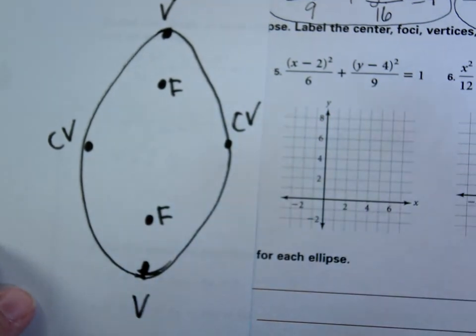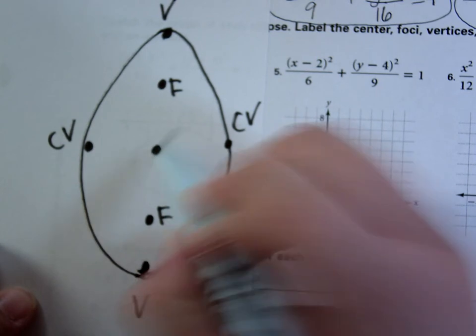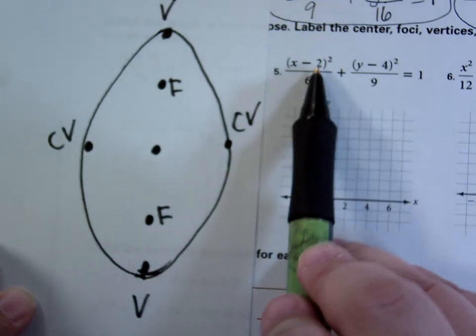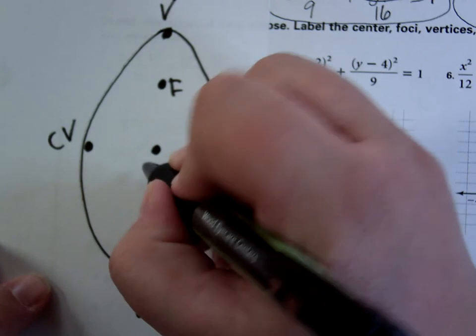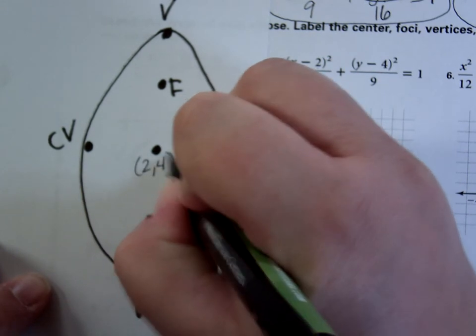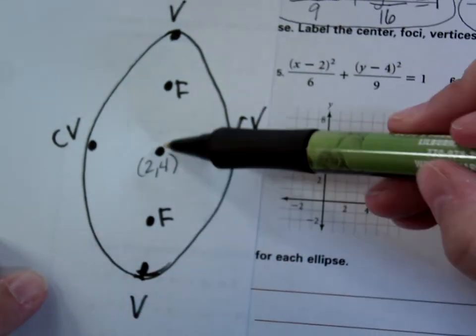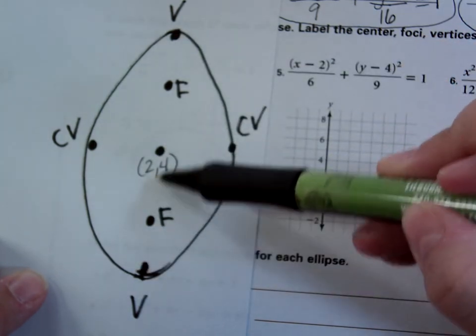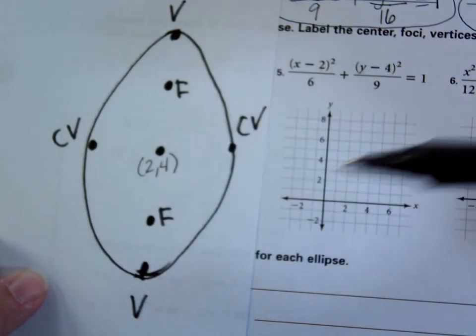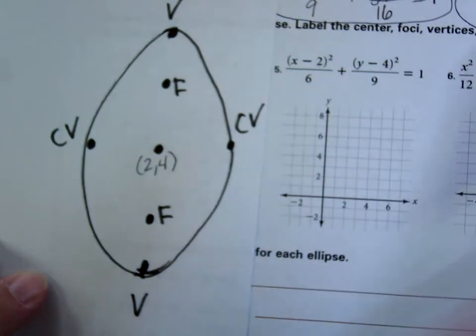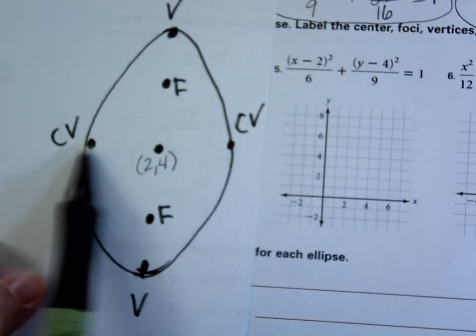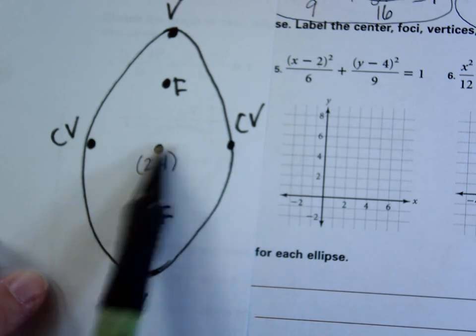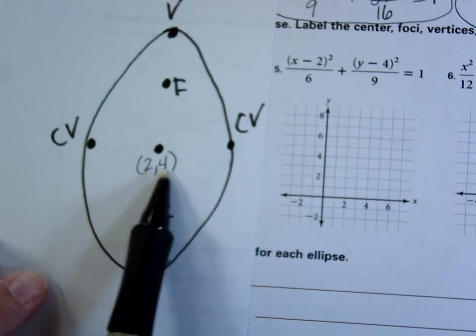First thing I need to figure out is where the center is. On this one, the center is at 2, 4. So to get from the center to the foci and the vertices, I'm going to be going up and down. So the 2 will stay the same, only the 4 will change. When I go left and right to get to the co-vertices, that's left and right, so the x will change, the 2 will change. This time the 4 will stay the same.